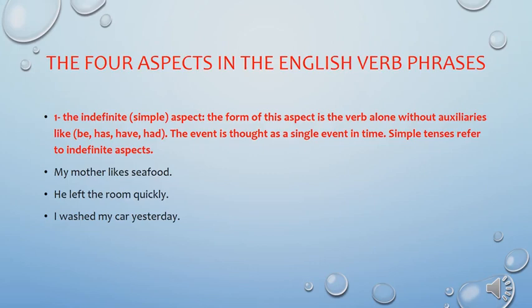Another sentence is he left the room quickly. Notice that here we have again the verb left without any auxiliary. It is not preceded by any auxiliary. So here we have the verb alone. If we have the verb alone, it means that we have a simple or indefinite aspect. In addition to that, the tense of this sentence is past simple tense. He left the room quickly. Left is in the past form.